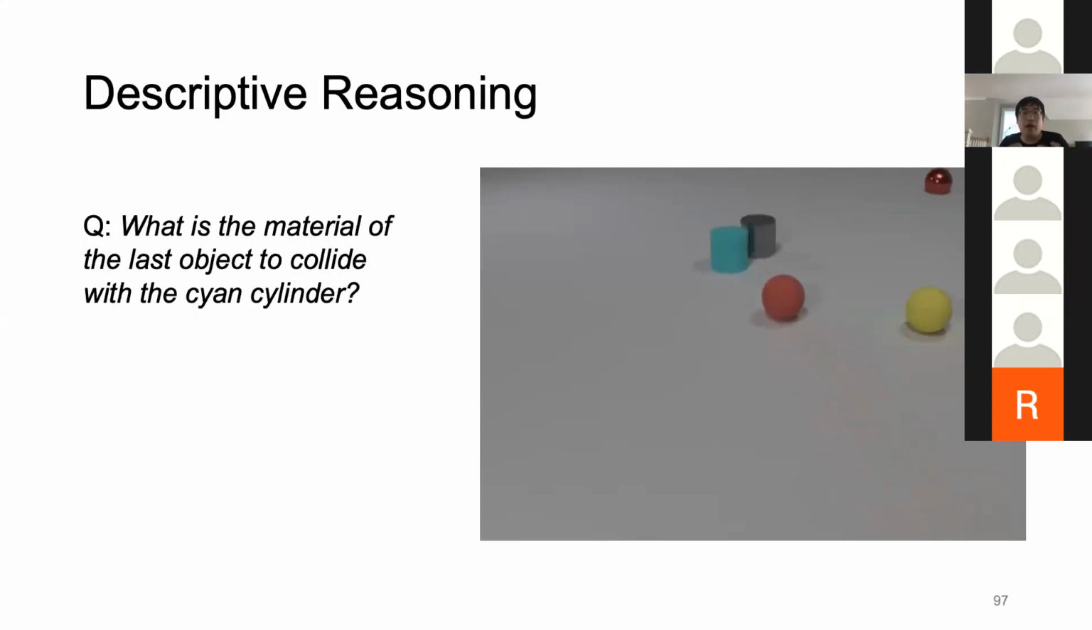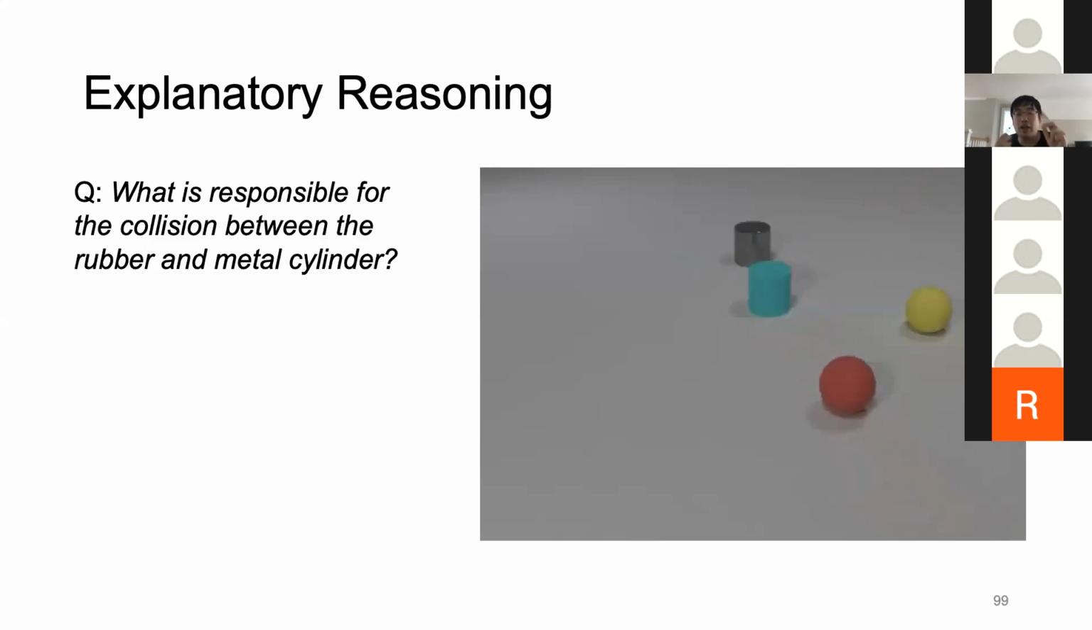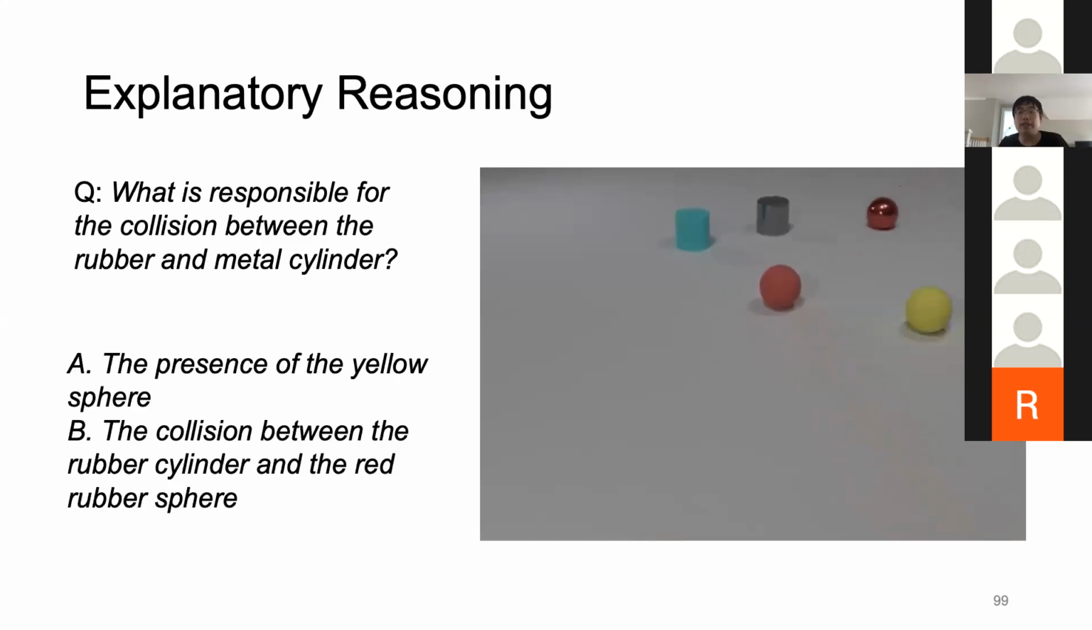Among these question types, descriptive questions ask the agent about events that happened during the video. For example, what's the material of the last object to collide with the cylinder? The answer is metal. The second type, explanatory questions, asks the model to explain the cause of a specified event by choosing another event or object that is responsible. For example, the collision between the rubber sphere and the cylinder pushed the cylinder to make another collision with the metal cylinder. So we regard the second collision as caused by the first. The answer should be the second one.